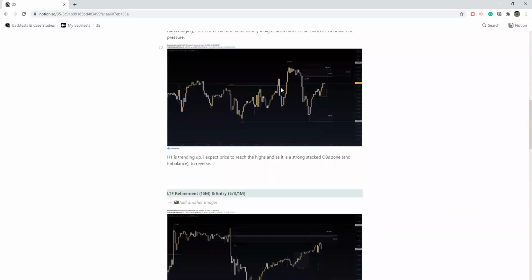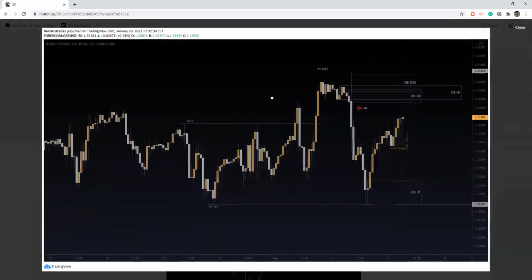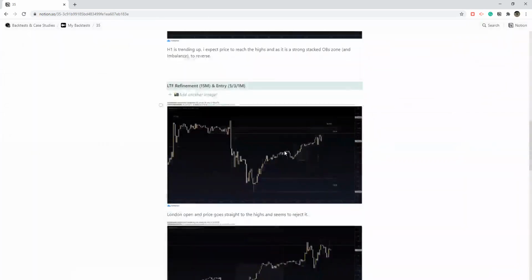Trending up, expected price to reach the highs. Yeah, this is an hourly OB. Then you have a 50-minute OB on top, and then you have a full hourly. Again, when you see a lot of stacked OBs, definitely you don't know which one to look for. But let's see how the market plays out actually.